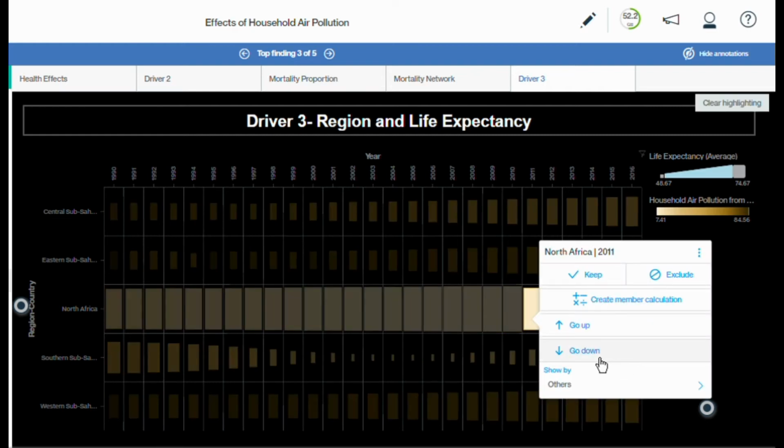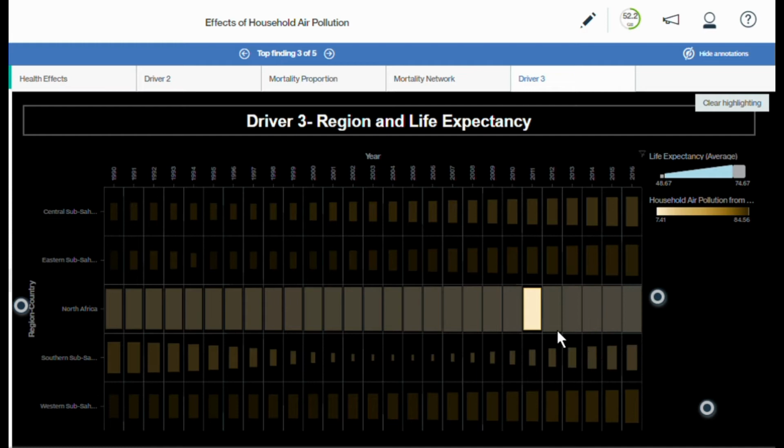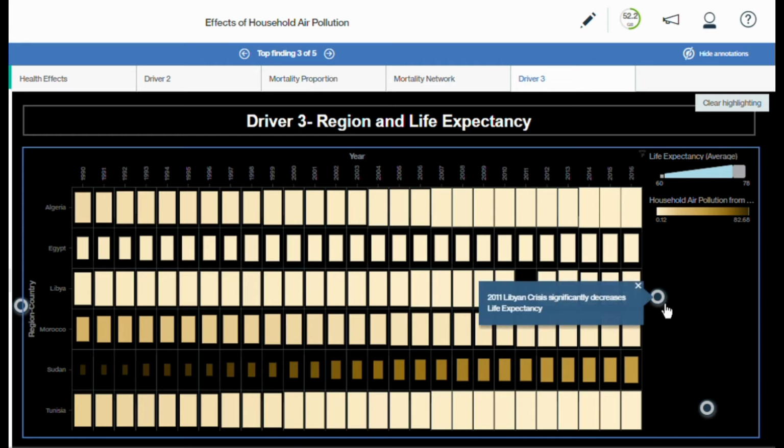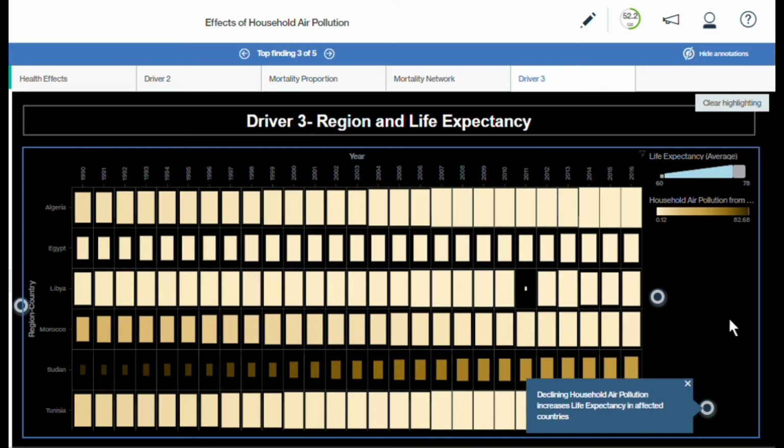Drilling down into North Africa showcases severely reduced life expectancy for the 2011 Libyan crisis. While most of Northern Africa is less affected by household air pollution compared to sub-Saharan regions, the transformative effect of declining HAP is underscored in Sudan. As shades consecutively lighten, health outcomes improve within large boxes of life expectancy.